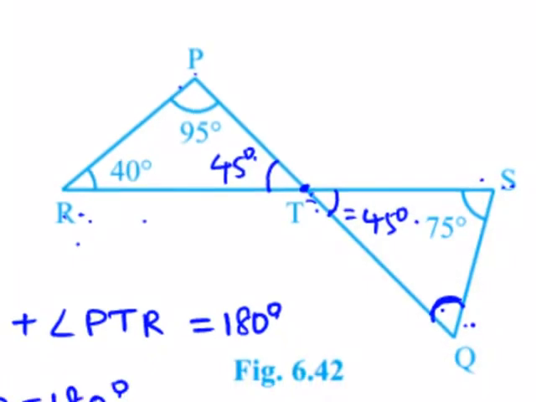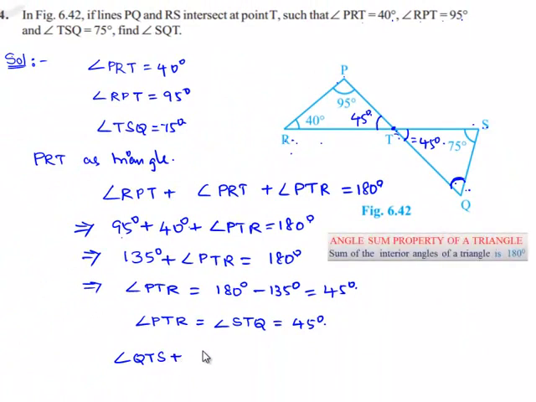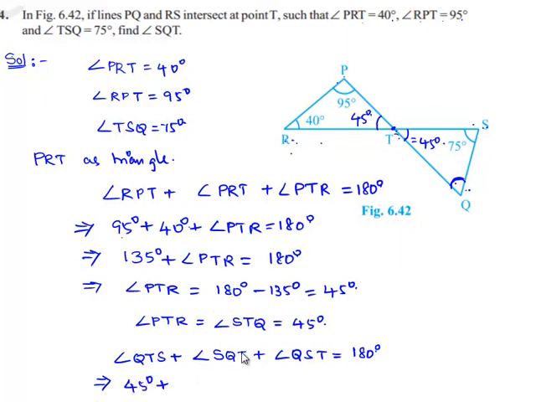angle QTS plus angle SQT plus angle QST is equal to 180 degrees, which implies angle QTS is 45 degrees plus angle SQT, which we need to find, plus angle QST is 75, which is given, will be equal to 180 degrees.